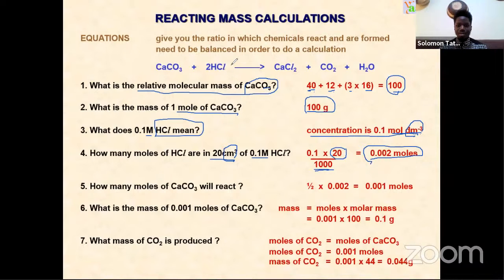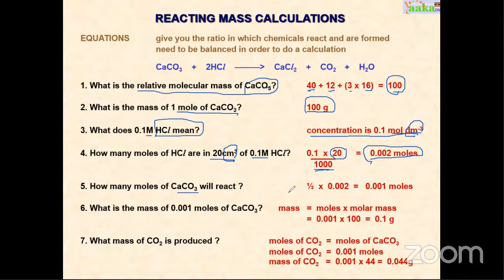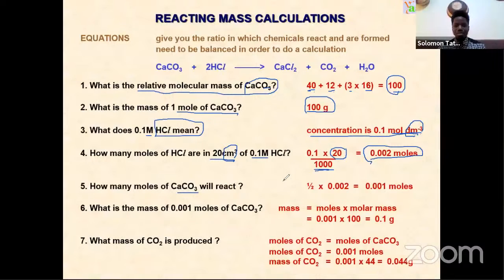Okay, we have seen this before. I'm just repeating for us to be able to understand where each of these comes from. Okay. So, if you are asked how many moles of calcium carbonate will react, this is where the mole ratio comes in. Okay, the mole ratio. Remember, you have to have the mole ratio after balancing. If your equation is not balanced, your mole ratio would be wrong. So you have to have a balanced equation.